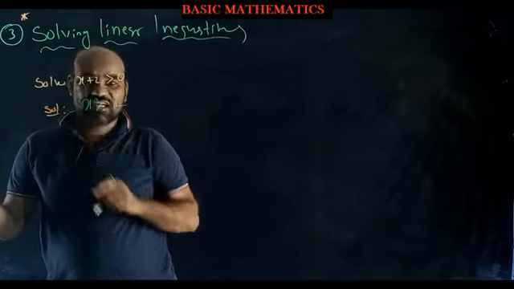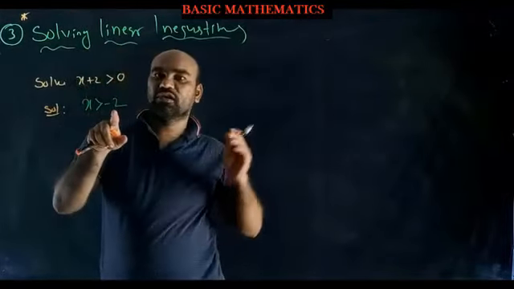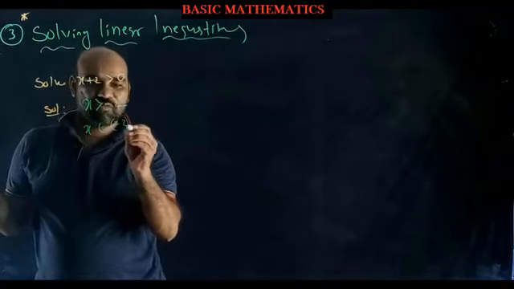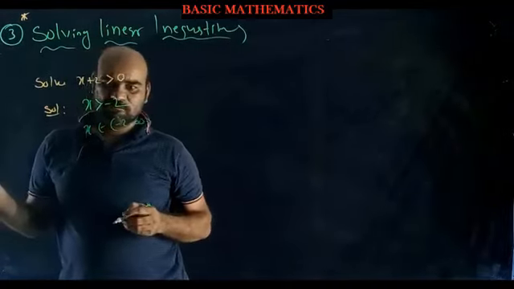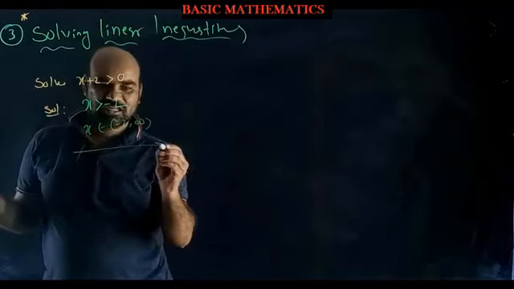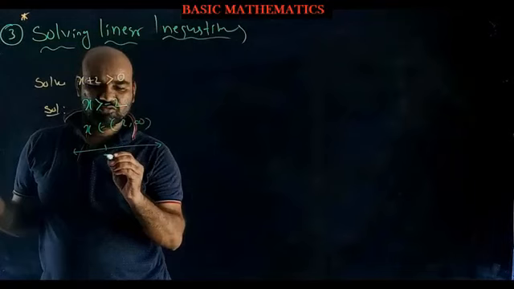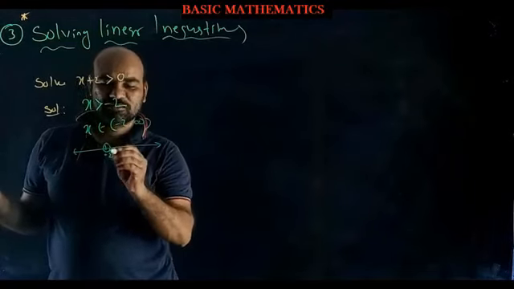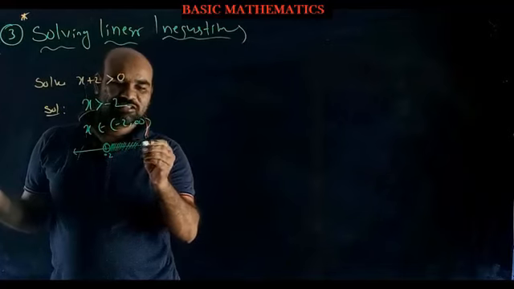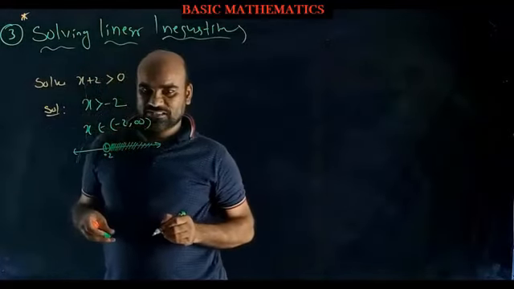This is saying that your x value is greater than -2, or in other words I can say that x belongs to open -2 to infinity, or sometimes you want the answer on a number line. The number line here: -2 open to infinity, all these values will be satisfied.